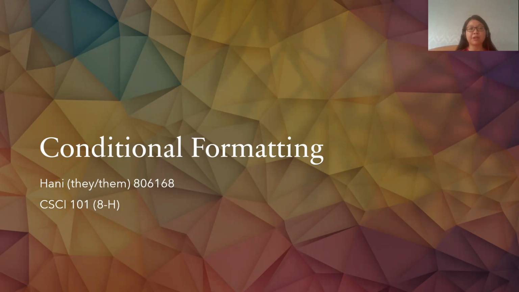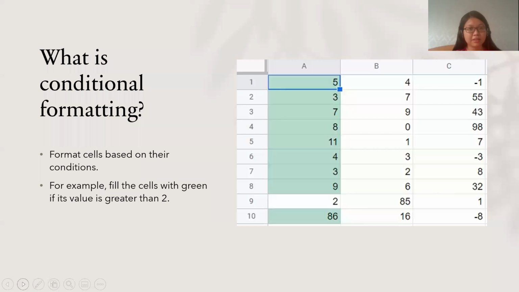So today I will talk about conditional formatting in spreadsheets. Conditional formatting, as the name suggests, just means formatting the cells based on their conditions. So for example, we want to find which cells are greater than 2 and color them green so that it's easier to see, just like what I did here.